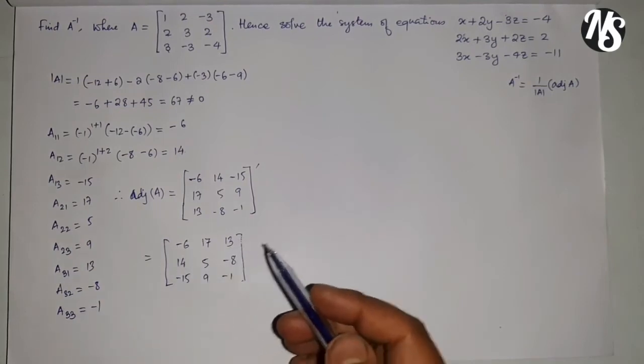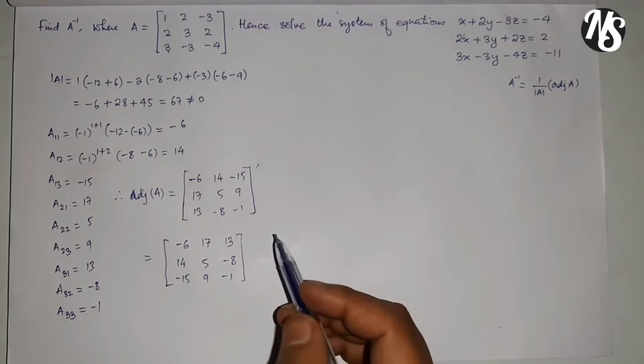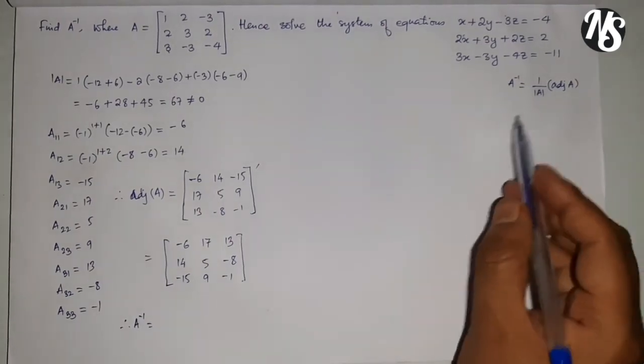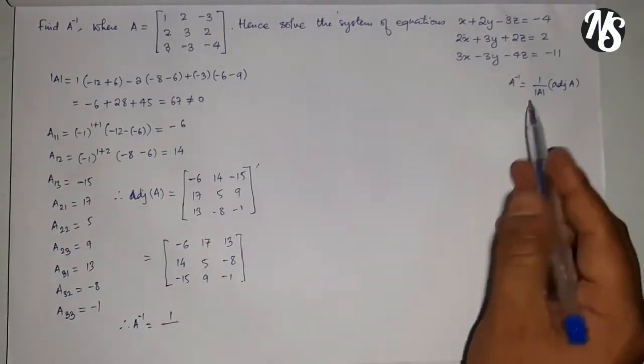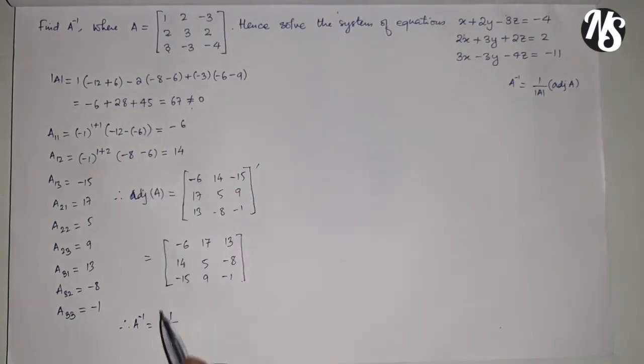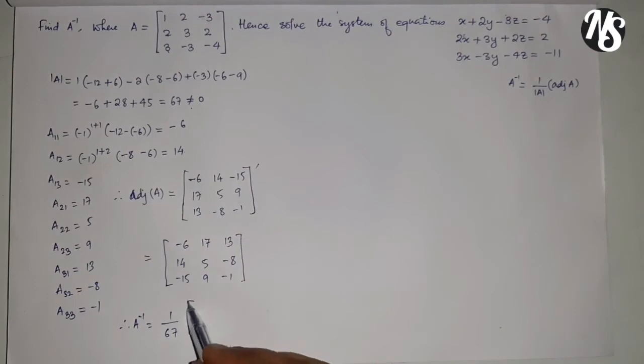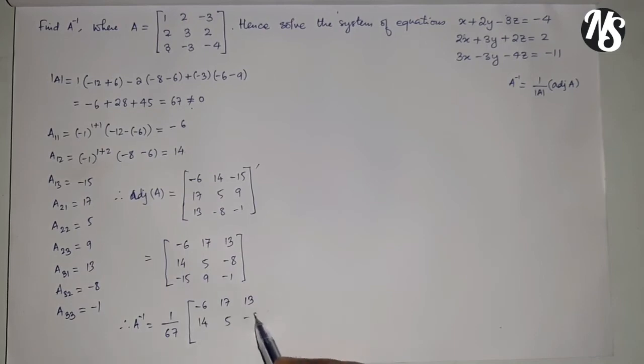So that's why your A inverse will be equal to, using this formula, 1 by the determinant of A, which is 67, into the adjoint of A. The adjoint of A is this much, isn't it? So it's minus 6, 17, 13, 14, 5, minus 8, minus 15, 9, minus 1. So this is my A inverse. So I got my A inverse, right?